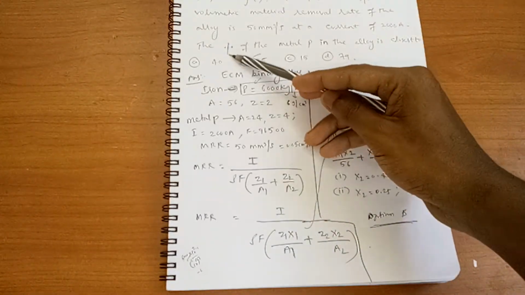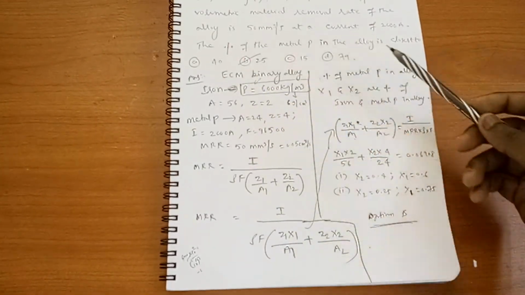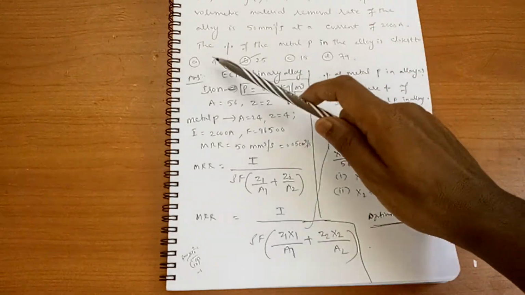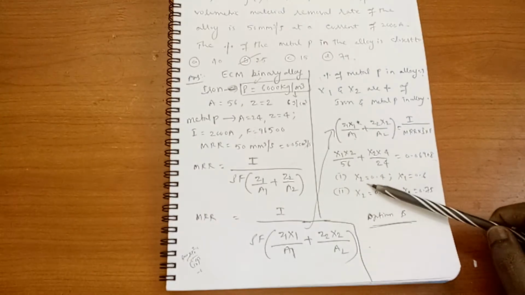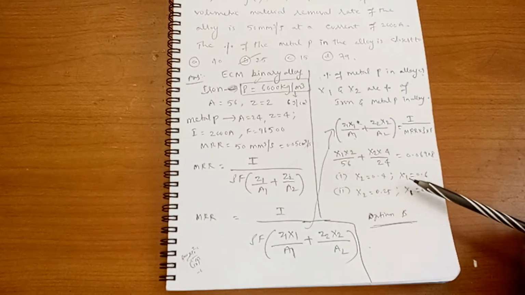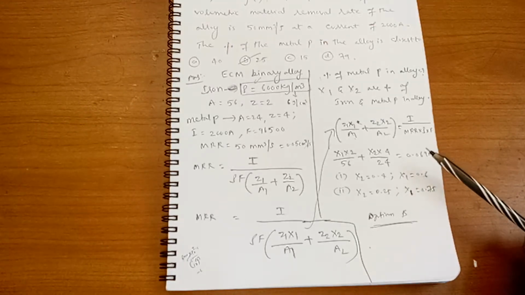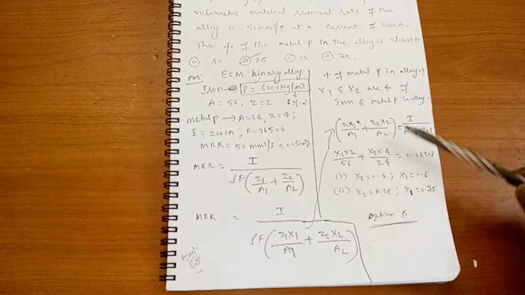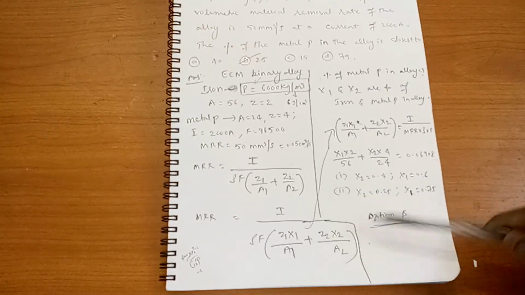So the percentage of metal P in the alloy is closest to these options. Okay, first I am going to take option A, 40% of metal P. That means x2 equal to 0.4. What will be the x1? 0.6, right? So substitute these values here, check whether you are getting the right hand value or not. If you get left hand value equal to right hand value, then that will be the correct answer. Repeat the process for option 2, option 3, option 4.